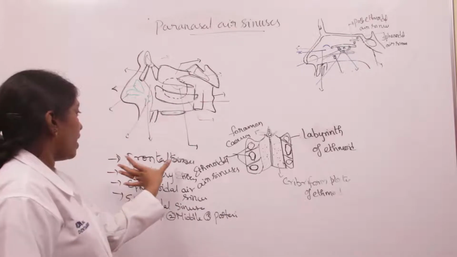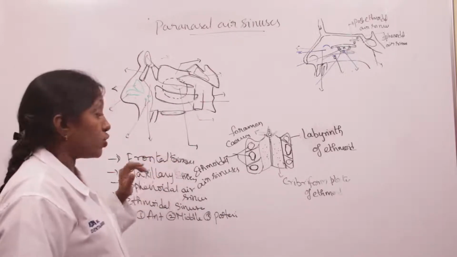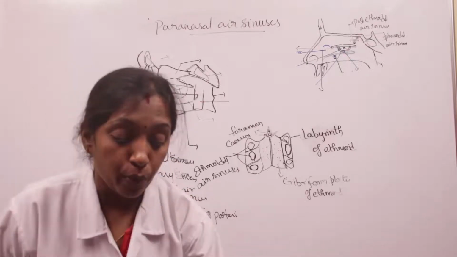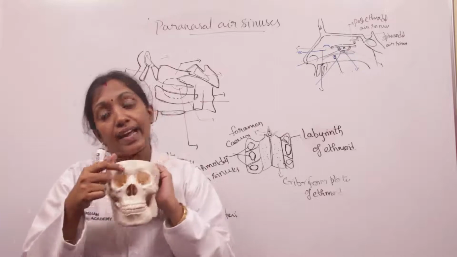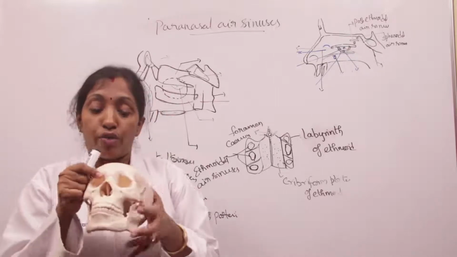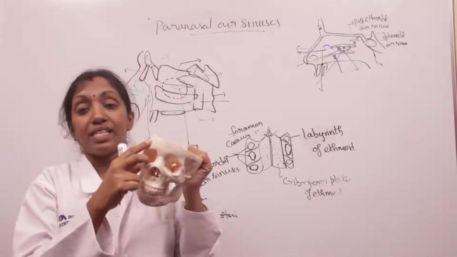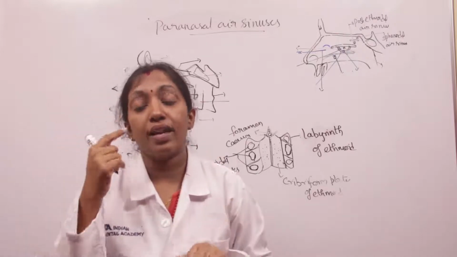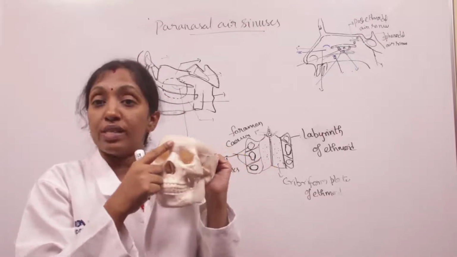Okay, so coming to the frontal sinus. The frontal sinus is situated beneath the frontal bone. We know that this is the frontal bone, right? This frontal air sinus is situated beneath the frontal bone, and it is present beneath the superciliary arches. The superciliary arches correspond to our eyebrows.